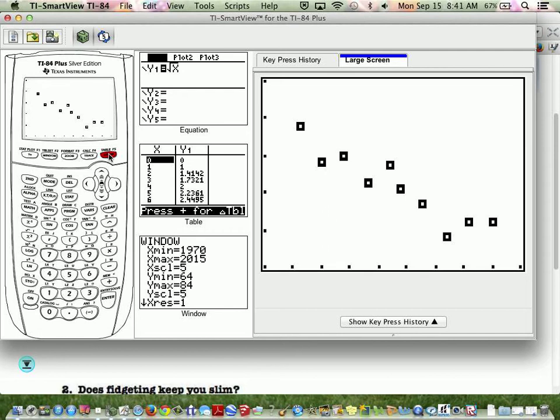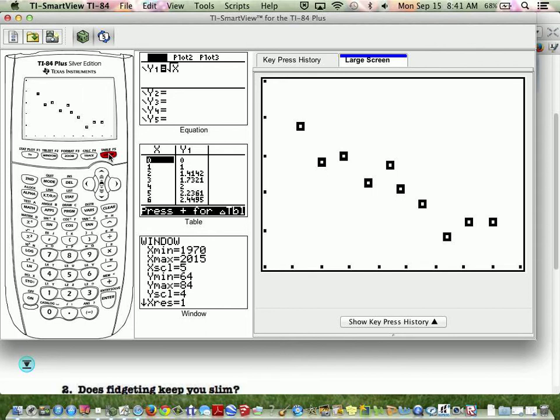I've already got my stat plot turned on. So if you didn't do that, you have to go second y equals stat plot on. And you should have a graph like this. Again, what kind of correlation is that? Negative. The years are increasing, the times are coming down.